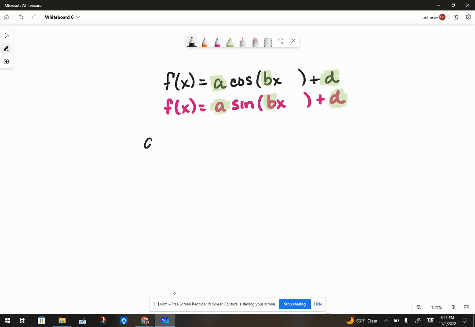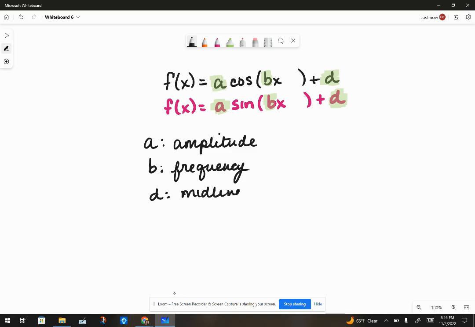Well, we need to remember that A stands for the word amplitude. B is the frequency, and D is your midline equation, or your midline value, okay?